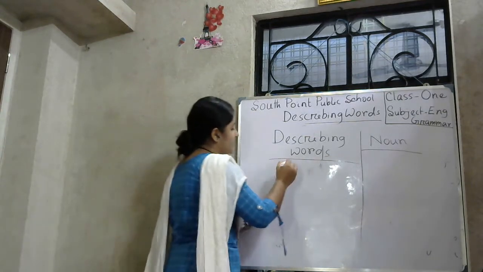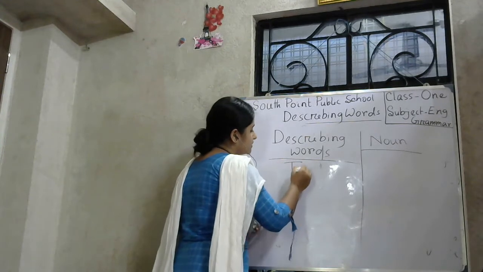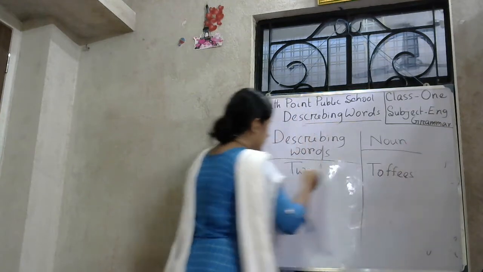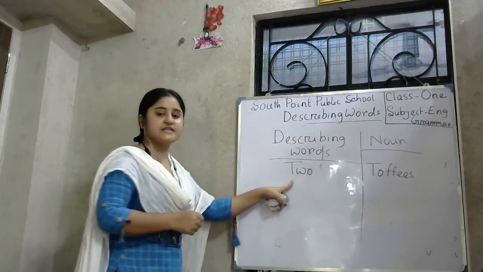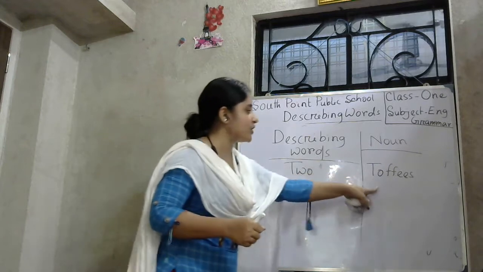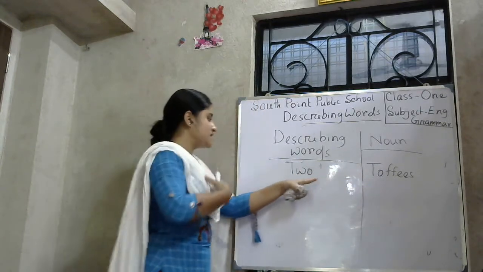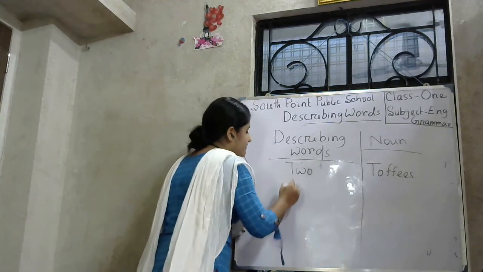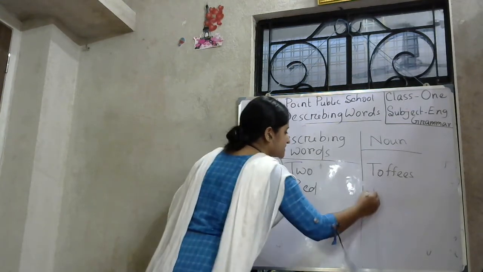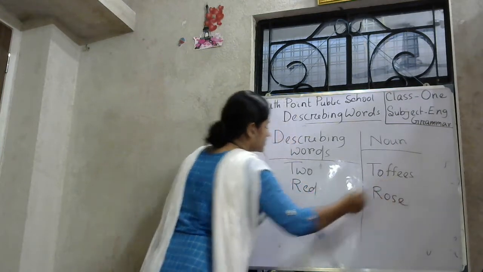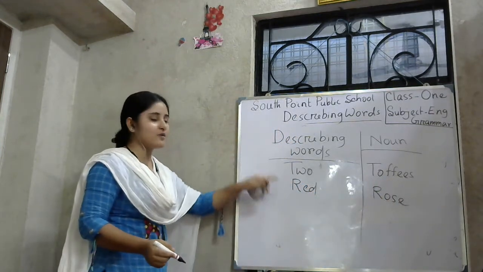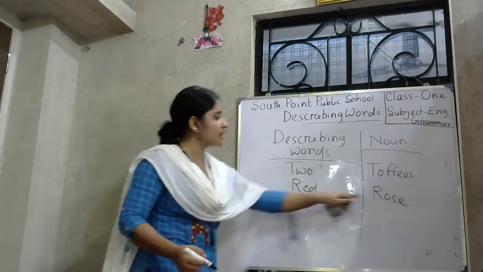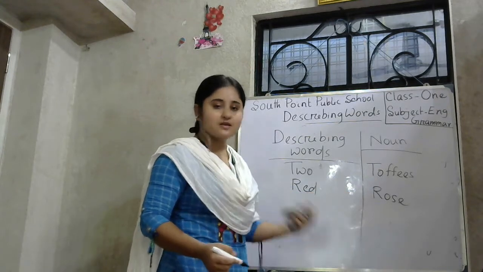Here, if I write the example, two toffees. You can easily identify that two is the describing word or adjective and toffees is the noun. Very easy. Next, if I write red rose. The word red is the describing word or adjective and rose is the noun. This red tells more about the rose because the rose is red.